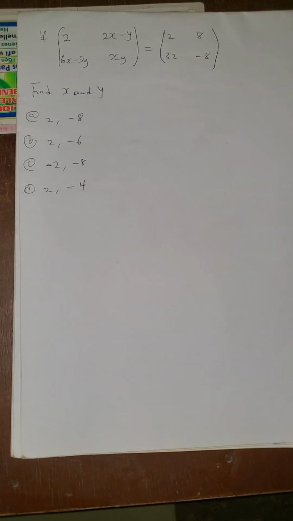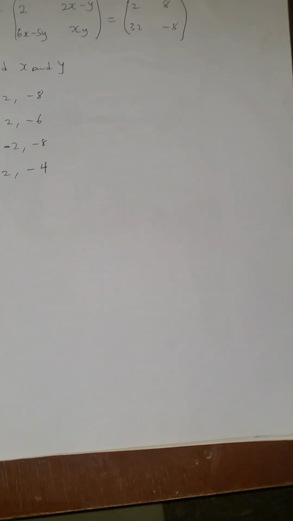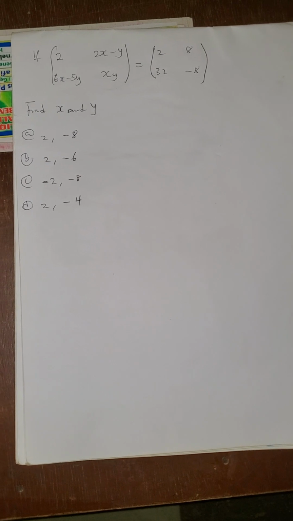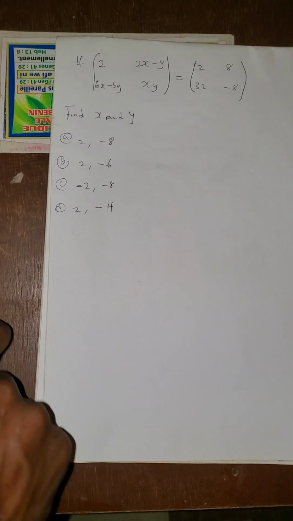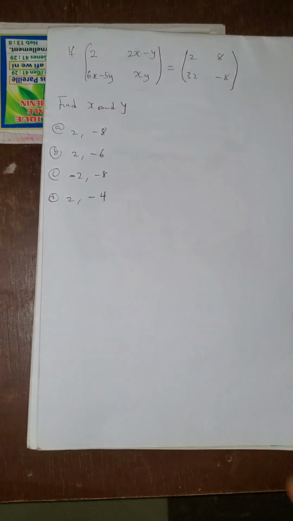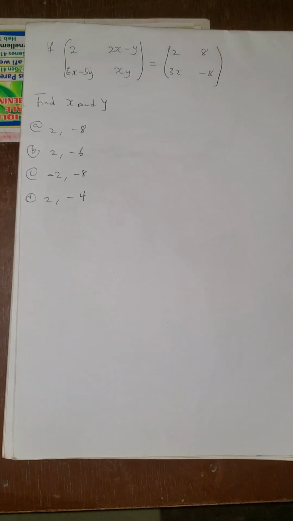Now, let us see the next question. We have to end this section here. So please, in the comment section, let me have the answer to this question. This question says, if this is equal to this, what is the possible value of x and y? Now let me have the answer in the comment section.